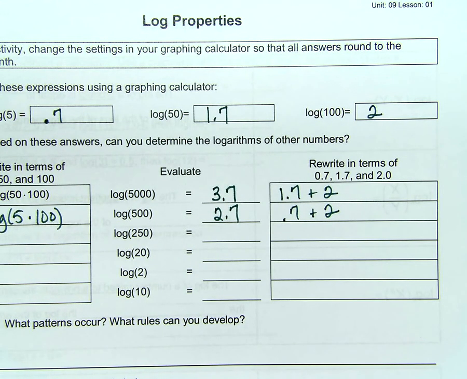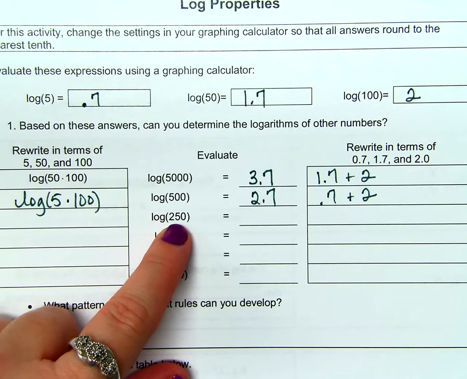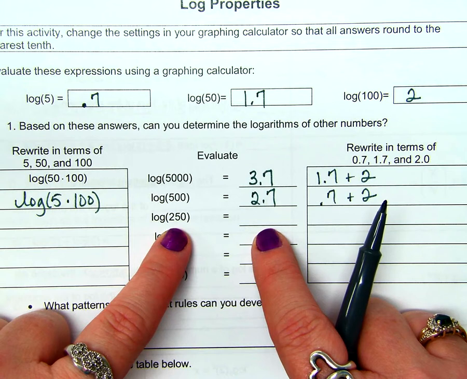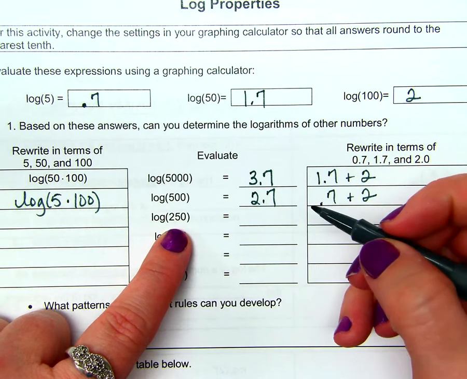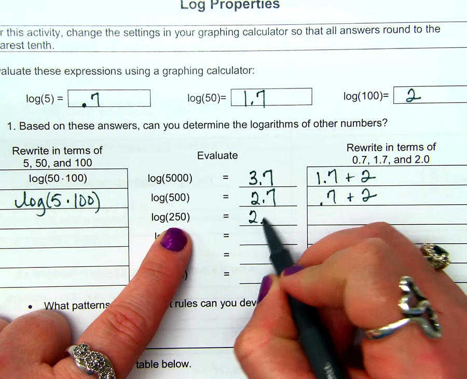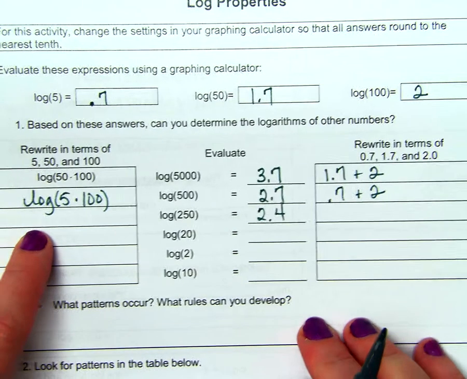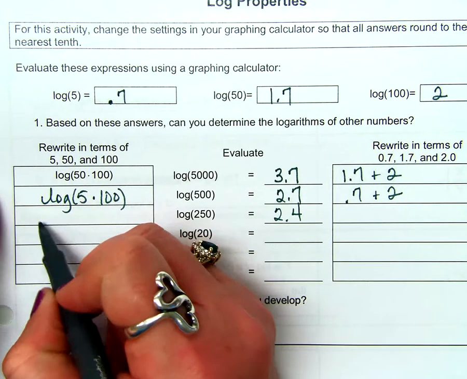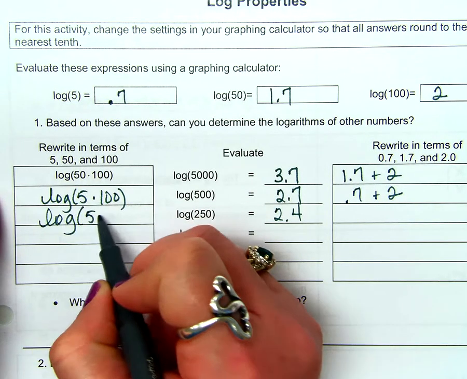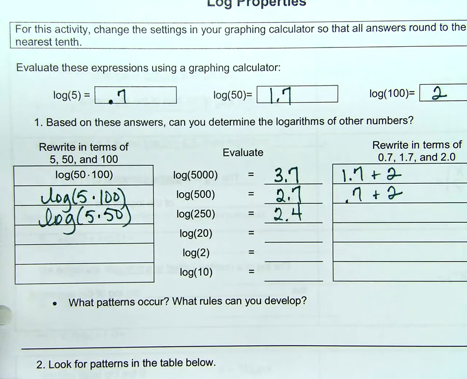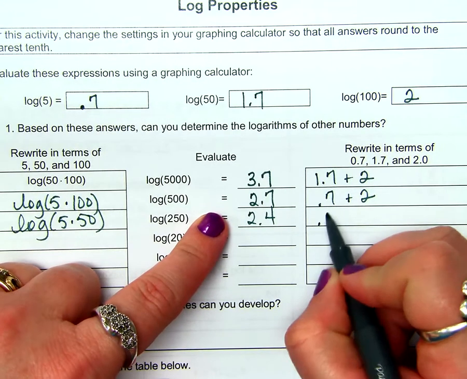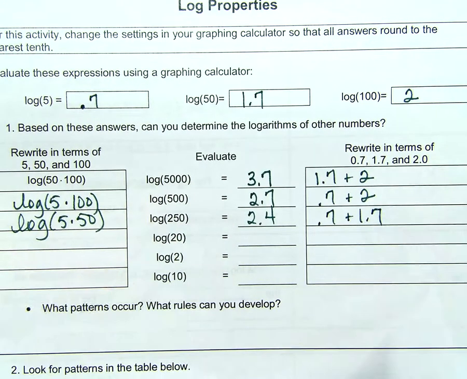Okay. What about log of 250? What is the log of 250? 2.4? How could we rewrite that in terms of 5, 50, and 100? Log of 5 times 50? Okay. How could I rewrite 2.4 with these three? 0.7 plus 1.7? Okay.